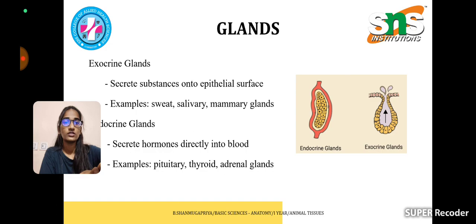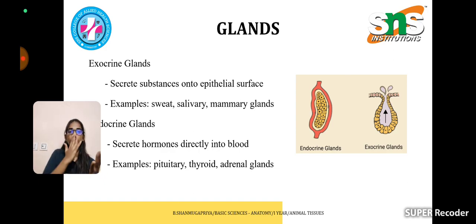So next we are going to see about the glands. Glands are groups of epithelial cells which produce specialized secretions, and the most important types of glands are exocrine glands and endocrine glands. So exocrine glands are the glands that produce and secrete substances onto the epithelial surface by way of a duct. Examples: sweat, salivary, mammary, lacrimal, sebaceous, and as well as mucous glands.